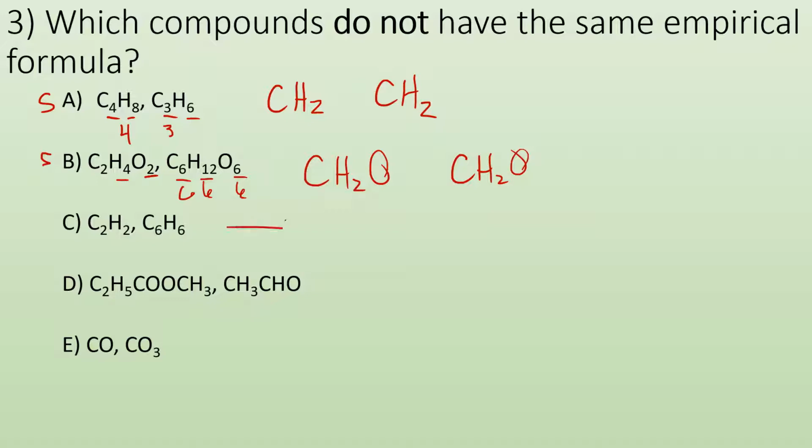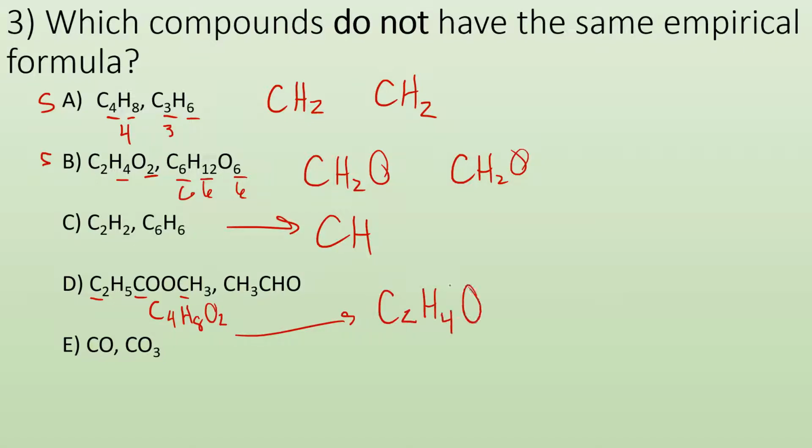C2H2 and C6H6 are both going to end up being CH. Now this one's kind of obnoxious because they have carbons written in multiple different places. So this is actually like C4H8O2, which I can simplify to become C2H4O. Now this one has a similar problem. So it's really C2H4O, and that is also the empirical formula, and they match, so they're the same as well. And then CO and CO3. Well, CO3 can't be simplified anymore, so these ones have the different empirical formulas.